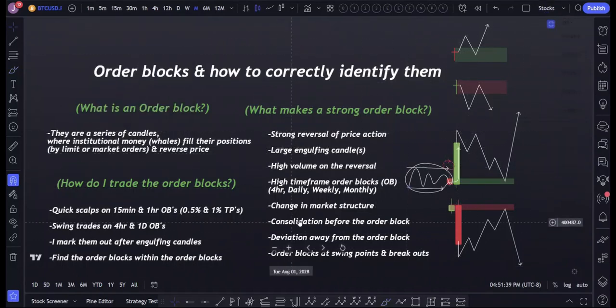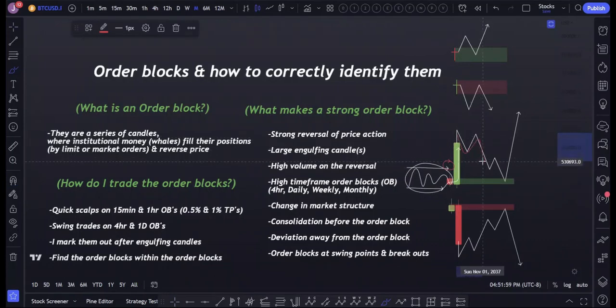So consolidation before the order block. So here would be consolidation before the order block, engulfing candle. Deviation away from the order block is still the engulfing candle, and then order blocks at swing points and breakouts. So this would be an example of an order block at a breakout. Then what we would expect is for price to come back and retest right at that breakout, and when it does, we expect continuation.